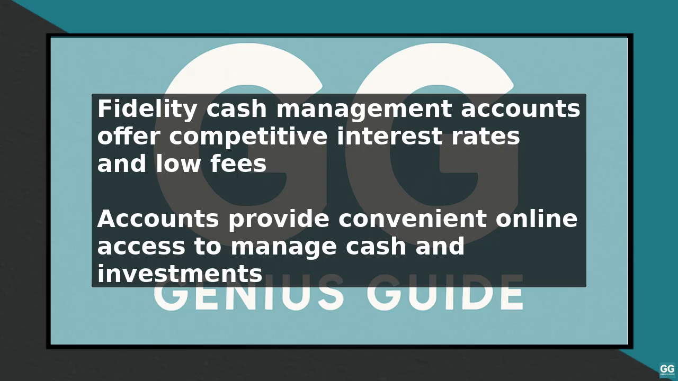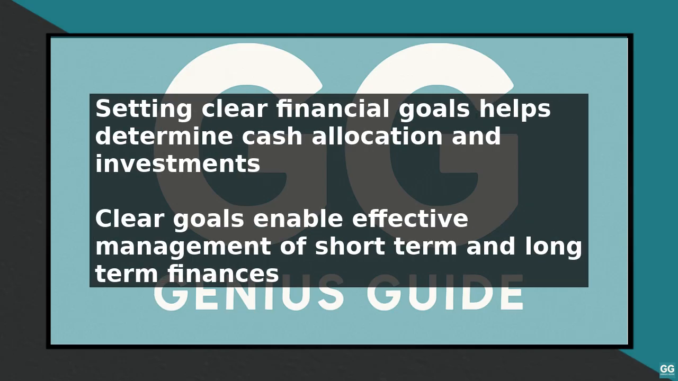The first step in using a Fidelity cash management account effectively is to set clear financial goals. This will help you determine how much cash to keep in the account and how to allocate your investments. For example, if you are saving for a short-term goal, such as a down payment on a house, you may want to keep a larger portion of your cash in a low-risk investment, such as a money market fund.